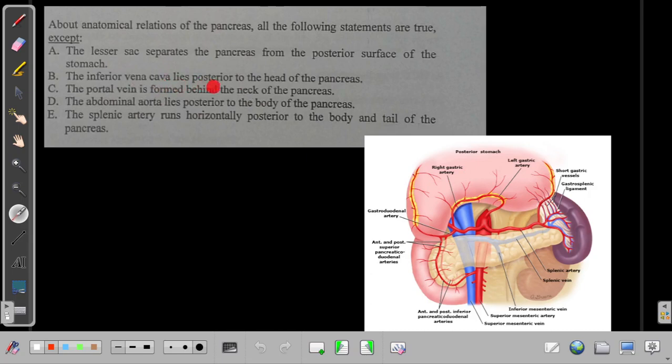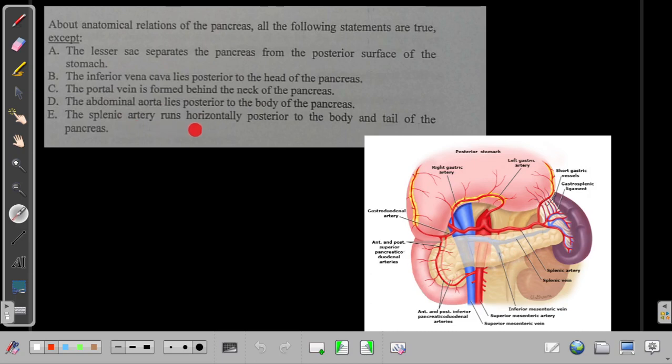The inferior vena cava lies posterior to the head of the pancreas. That's true. This is the head of the pancreas and this is the inferior vena cava. The portal vein is formed behind the neck of the pancreas. That's true. This is the neck of the pancreas. The splenic vein joins the superior mesenteric vein behind the neck of the pancreas to form the portal vein. The abdominal aorta lies posterior to the body of the pancreas. That's true. This is the body of the pancreas and this is the abdominal aorta.